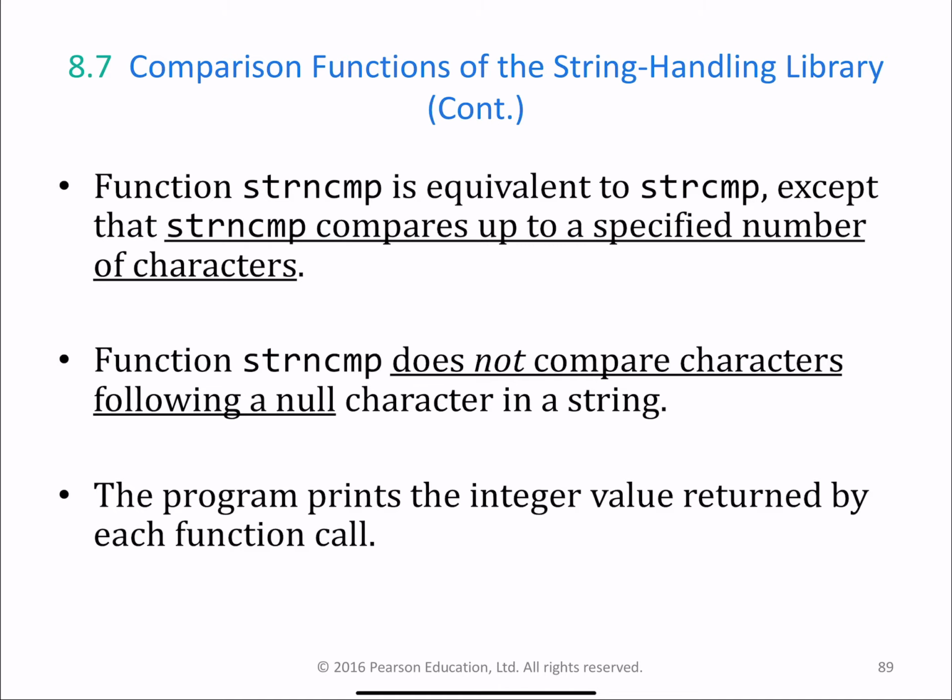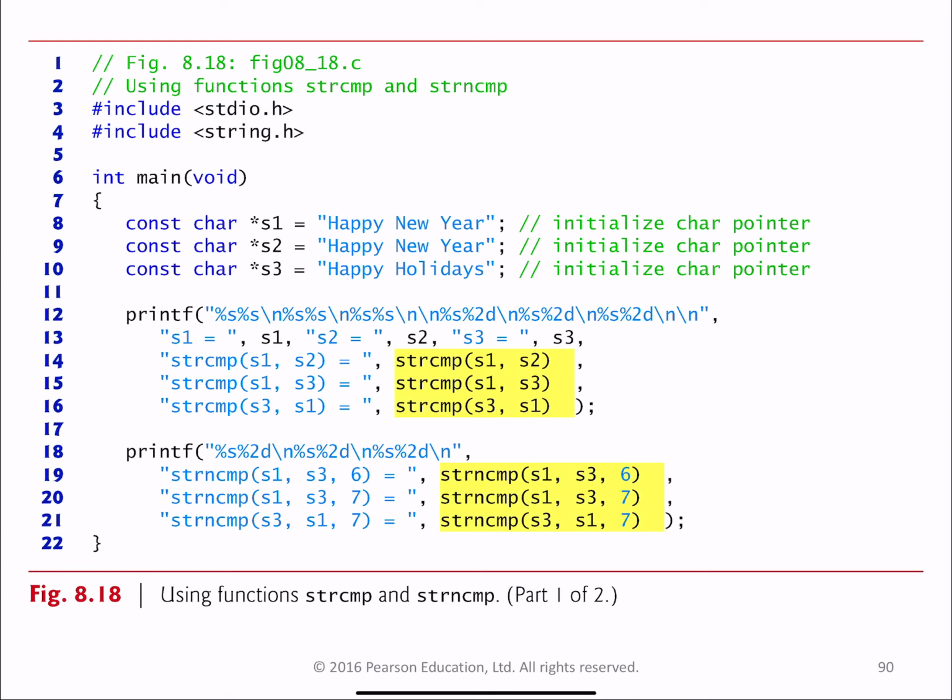So the strncmp function compares up to a specified number of characters, while the strcmp function compares the entire strings. strncmp, of course, stops comparing before n characters if it encounters a null character before n characters. And in the following example program, we demonstrate both of these string comparison functions.